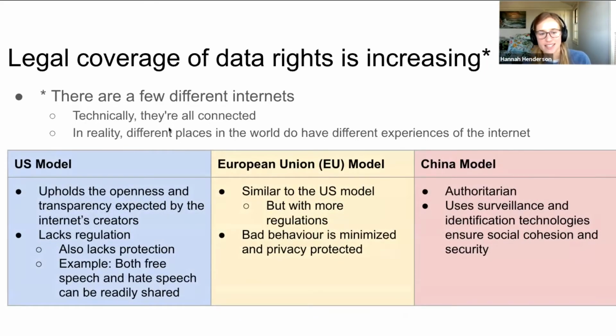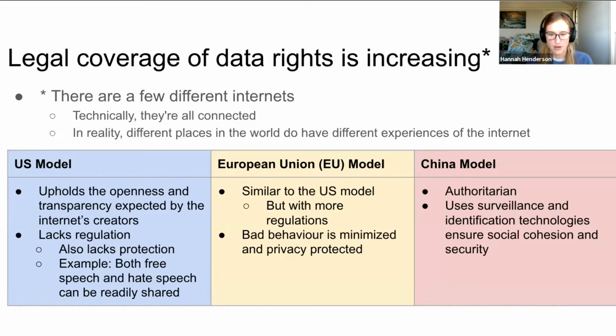There's an asterisk on this slide because there are a few different internets. Technically, they're all connected. In reality, different places around the world do have different experiences of the internet. So in our presentation, we're predominantly focused on the EU-influenced model. Within the US, any multinational company that wants to have consumers outside of the US does need to be able to follow that EU model, otherwise they can't do business across Europe.